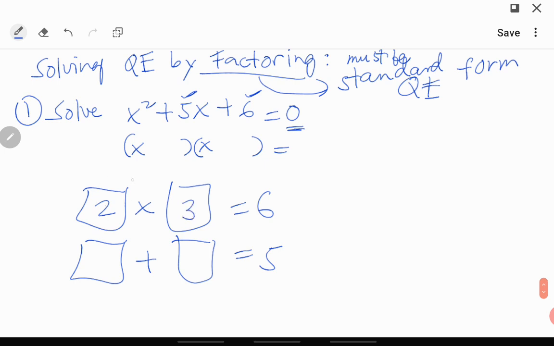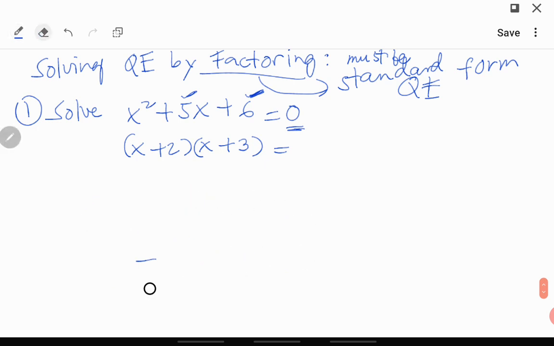Okay? Because 2 times 3 is 6. Makukuha mo yung last term. 2 plus 3 is 5. Makukuha mo yung middle term. Okay? So, yung 2 na yan positive. So, positive 2 at saka here, positive 3. Yan yung factors natin. X plus 2 and also x plus 3 are the factors of our polynomial x squared plus 5x plus 6. Ngayon, isulat natin yung right side which is 0.